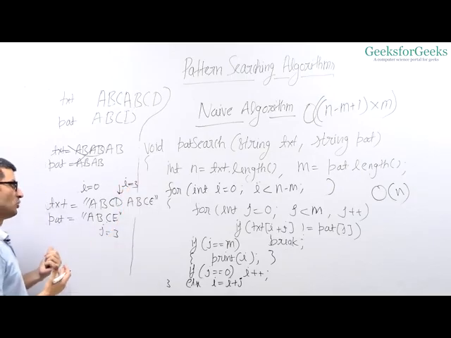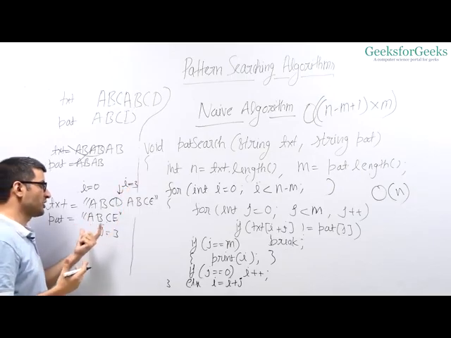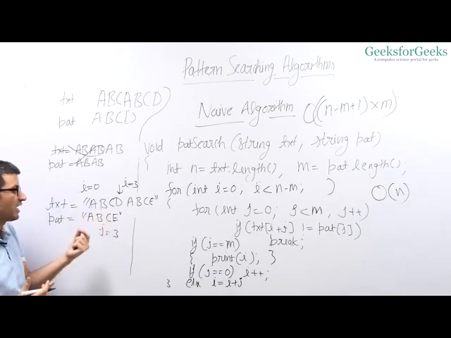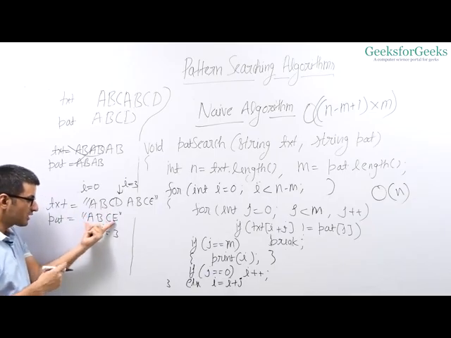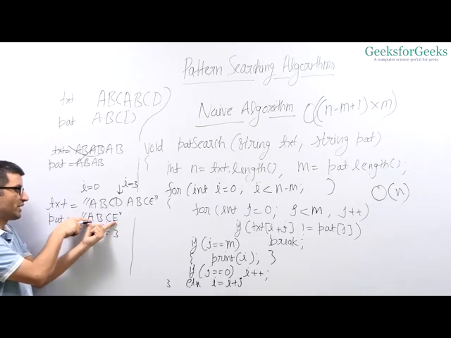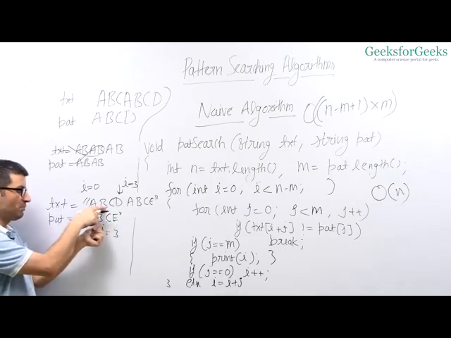And is this a valid move? Am I missing any potential matches? This is a valid move because all the characters in the pattern are different. So this A cannot match with this B because this B was matching with this B, right? So this A cannot match with this B.